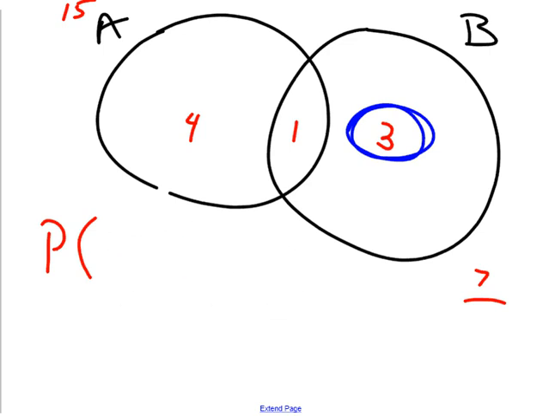One more. See if we can handle this. Not A intersect not B. That's about as tough as they get.